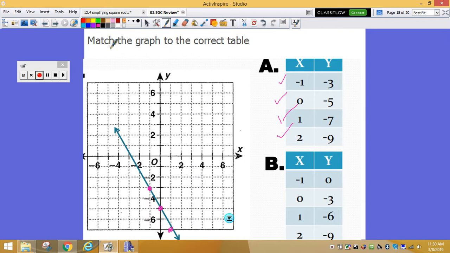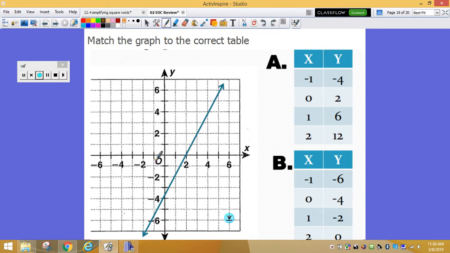Let me tell you why B is not right. -1, 0 is right here. Does that line go through there? No. So that's not right. Let's do another one. -1, -4 is here. Does that line go through that point? No. Let's check B just to make sure.